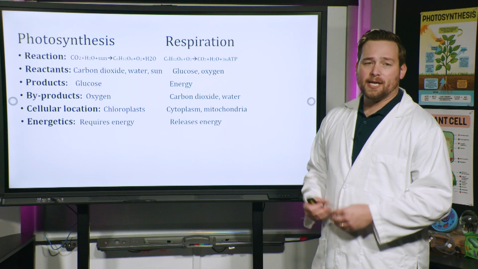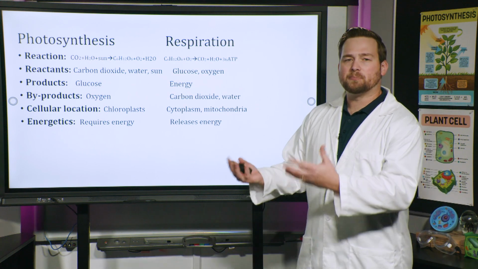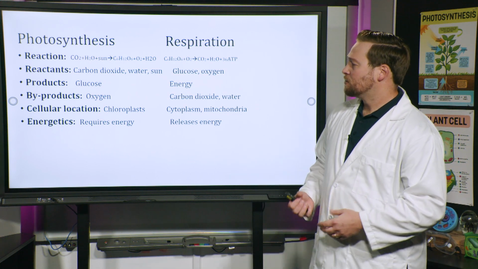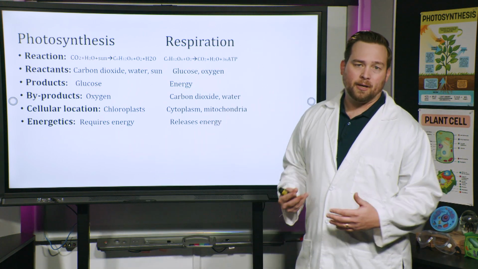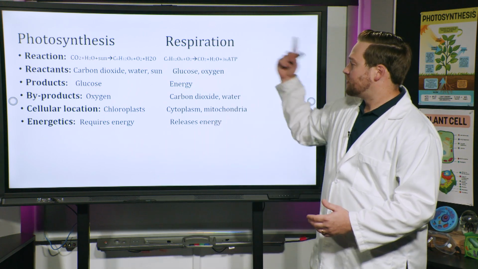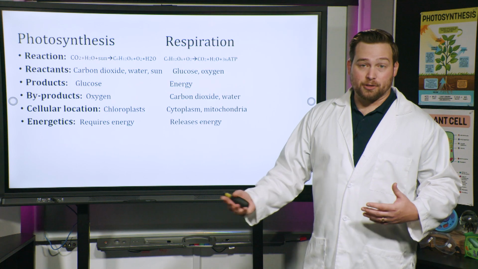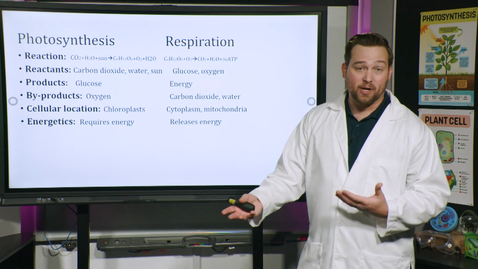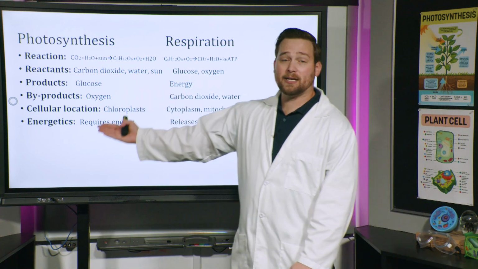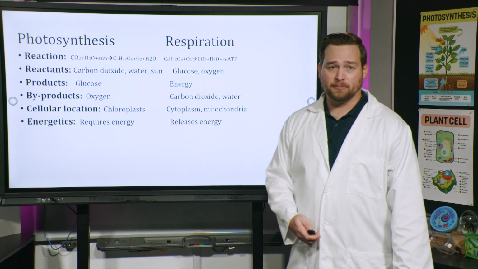Okay, what are the energetics, or what do we need to put energy into this or not? Okay, so photosynthesis requires energy. Where does that energy come from? It comes from the sun, right? Cellular respiration, it releases energy. So we take that glucose and we're trying to break it down to ATP so that we can actually use it as energy. So this one takes energy, this one releases energy.